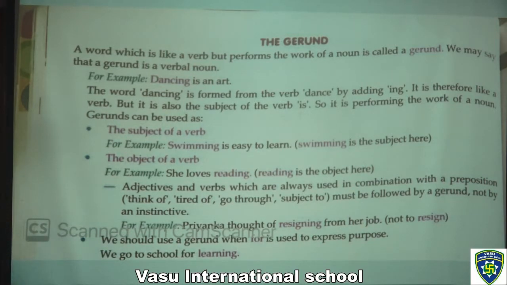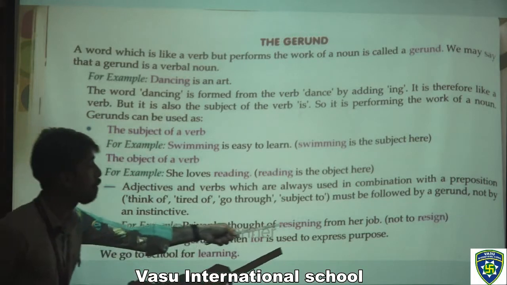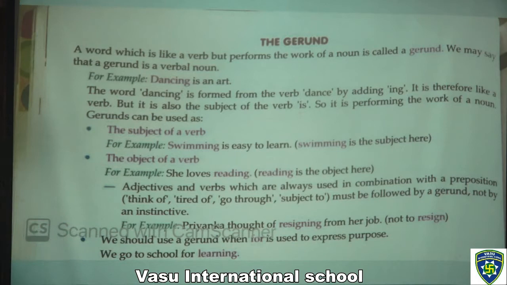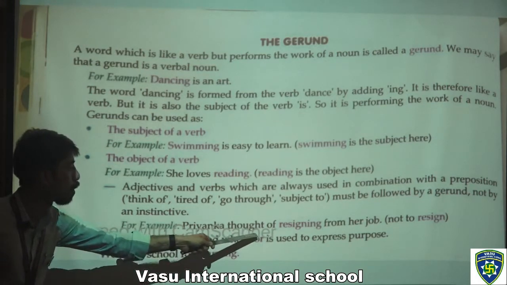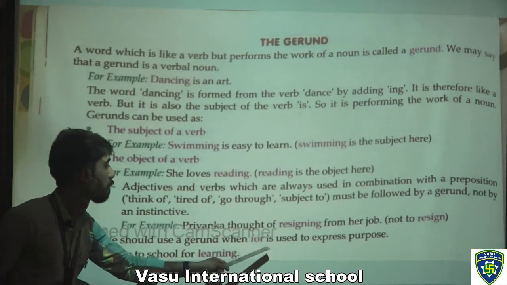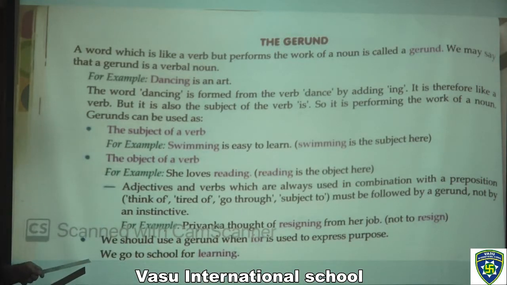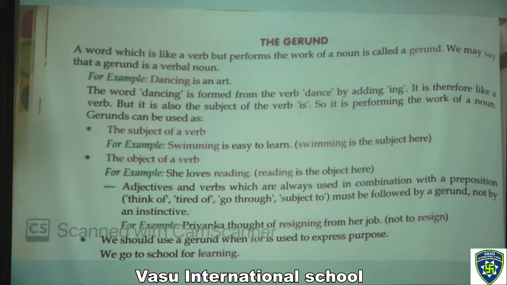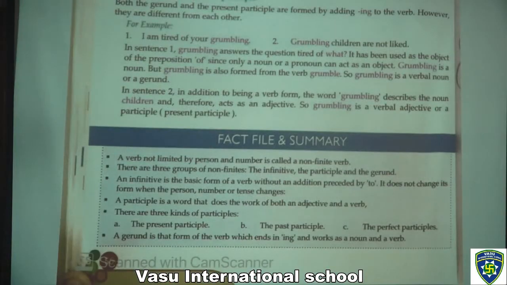For example, Priyanka thought of resigning from her job, not to resign. She is just thinking: Priyanka thought of resigning from her job. We should use a gerund when for is used to express purpose, like this: we go to school for learning.